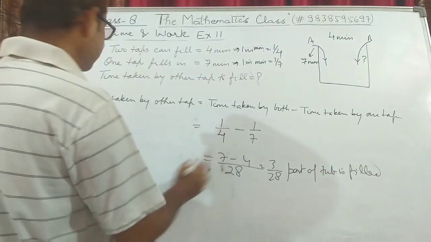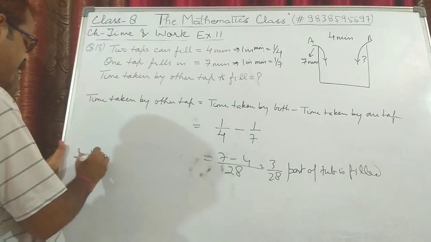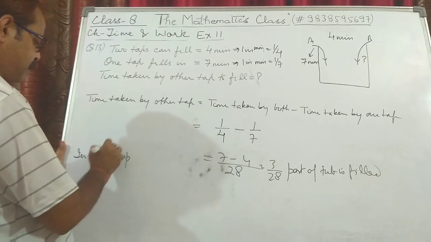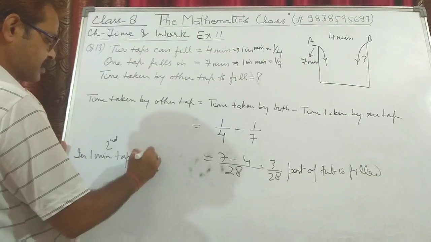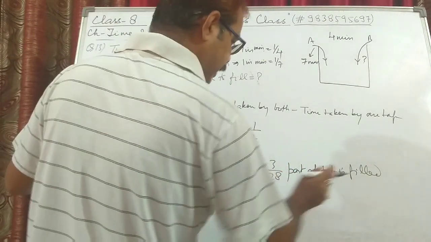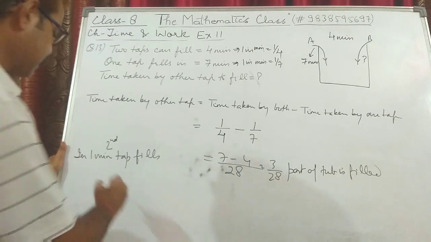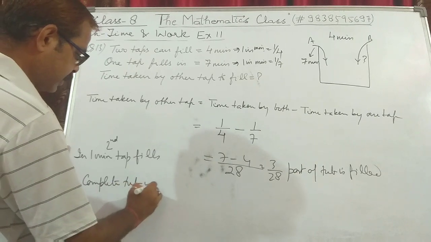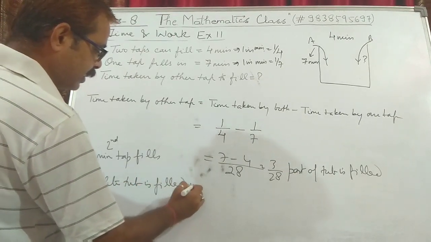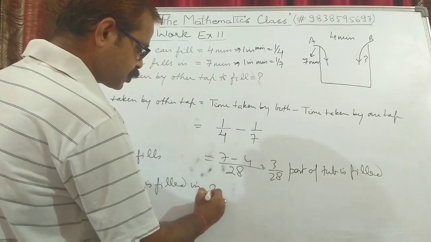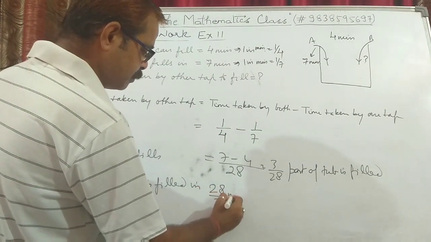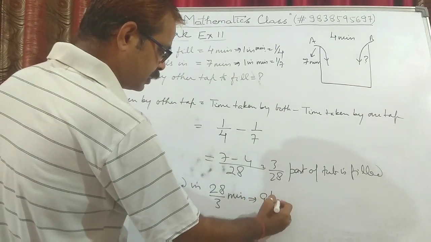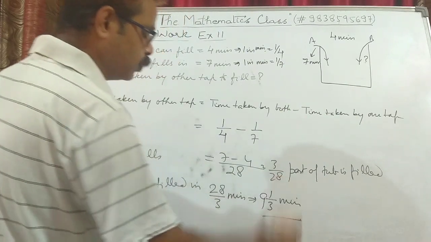in 1 minute by the second tap. How much it fills? 3/28 part. So the complete tub is filled in its reciprocal, that is 28/3 minutes. If you solve it, 3 9s are 27, 1 left, so 9 and 1/3 minutes this will get over.